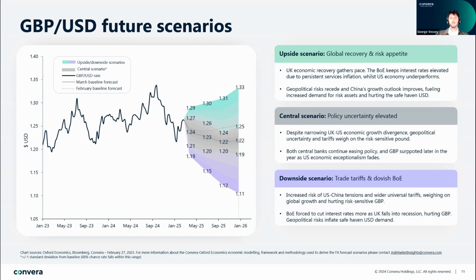Remember, these are scenarios, so that would be the upside scenario where tariff risks recede completely, global trade and growth outlooks improve, and also the Bank of England cuts rates less than the Fed. All of this combined could be enough to push the cable rate up towards 130 again. But all of these things have to align, in our opinion.